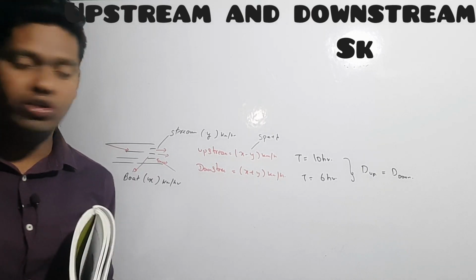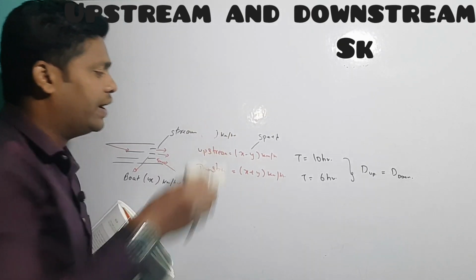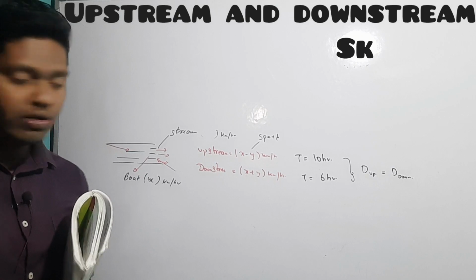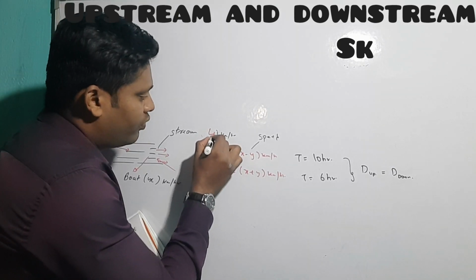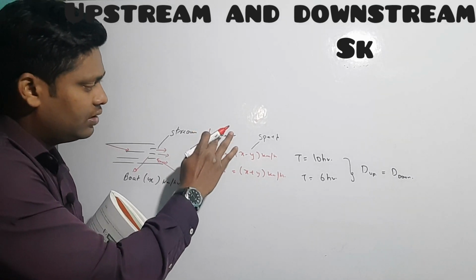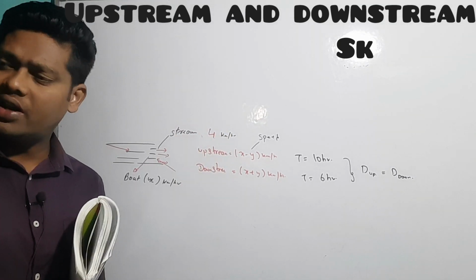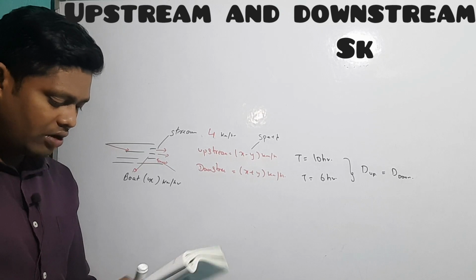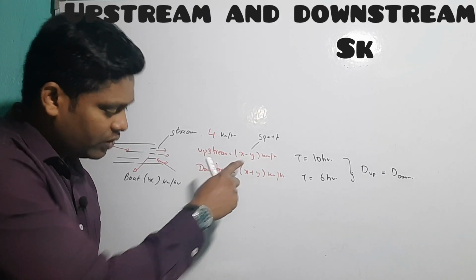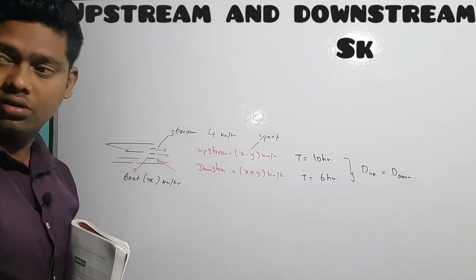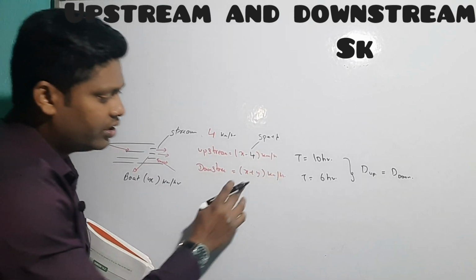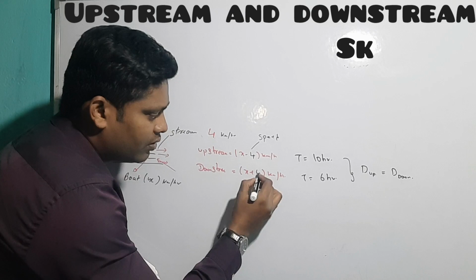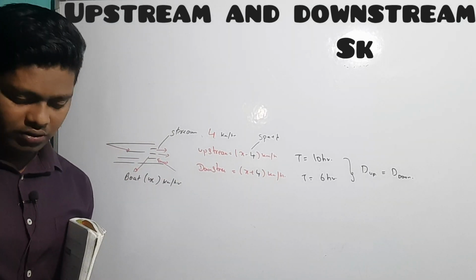So in this case I will not use the speed of the stream as y kilometer, because they gave me the value. How much is the value? 4 km per hour. So you write 4 km per hour. Clear? If it is not there, the same process, x minus y, x plus y. So now everything will change. This will be how much? x minus 4. 4 they gave you. Here x plus 4. Clear?